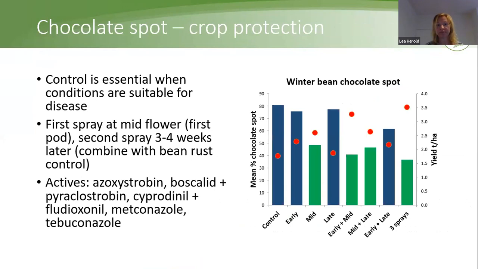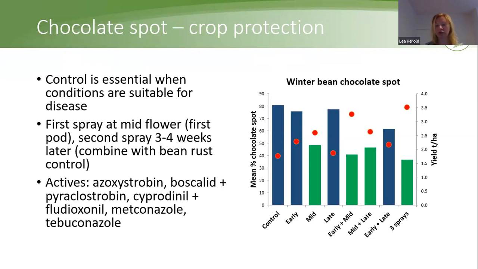With regards to crop protection, control is essential when conditions are suitable for disease. This is a graph on the right-hand side from an experiment a few years back, where we tried different spray timings. The early spray went on at early flower. Mid was mid-flower, which coincides with the first pods on the lower trusses just showing.